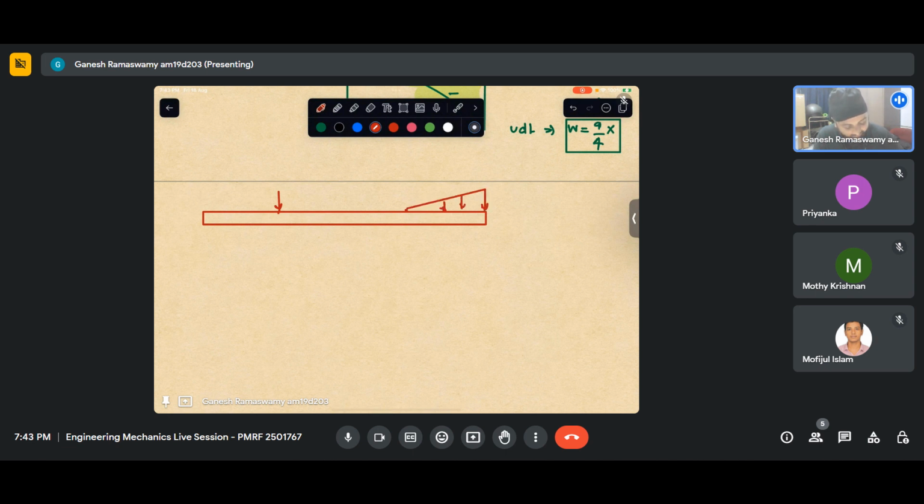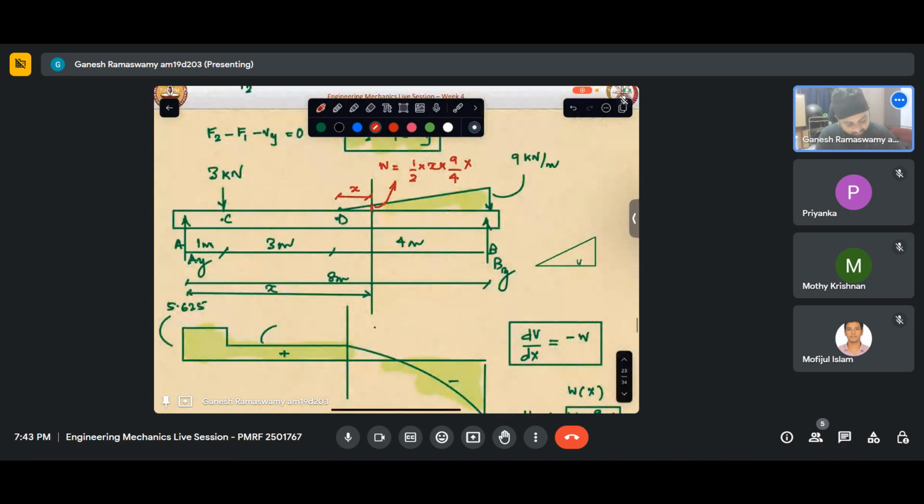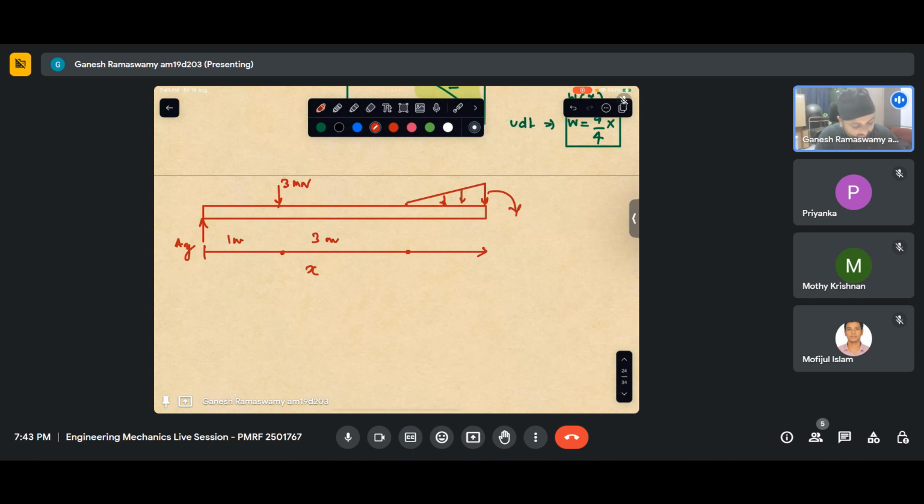If I take x to be this, this is 1 meter, this is 3 meters, and this is some point. I have a force like this, which is Ay. This is 3 kilonewton. So what will this be? This will be 9 by 4 into D, with the understanding that this is D. So D and x we can relate. Now if this is the free body diagram, in that case Vy will be like this and Mx will be like that.